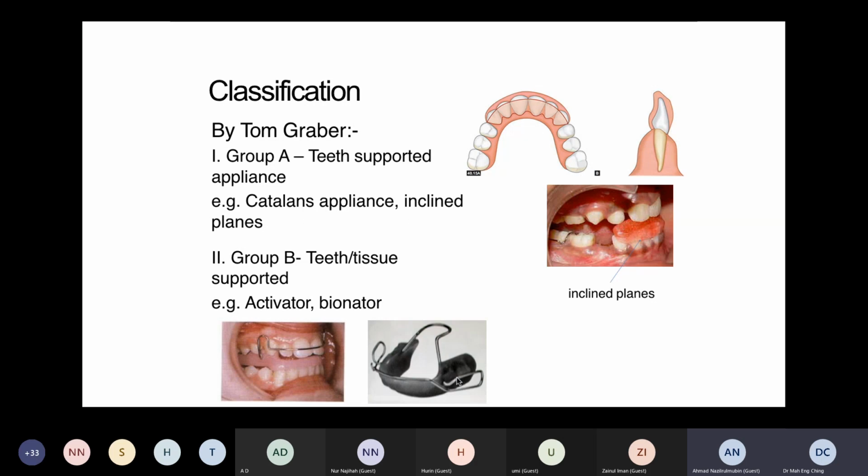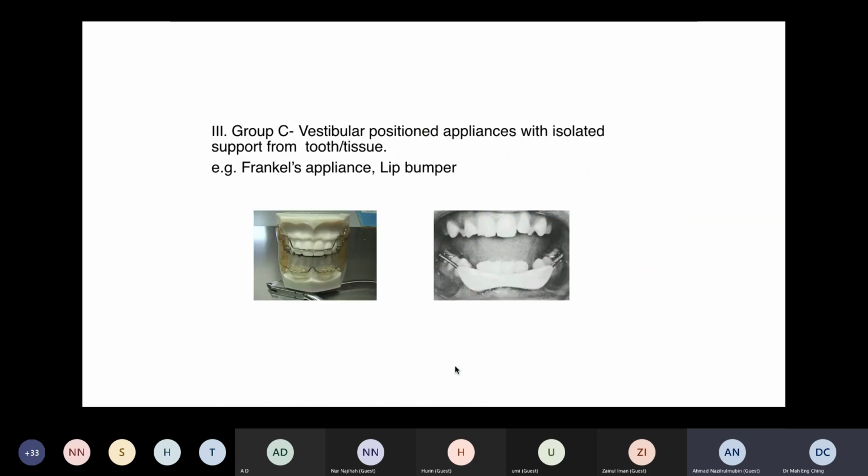Then also have the plastic, so this is plastic that rests on the gingiva. We have group C, which is a vestibular position appliance with isolated support from the tube or the tissues.